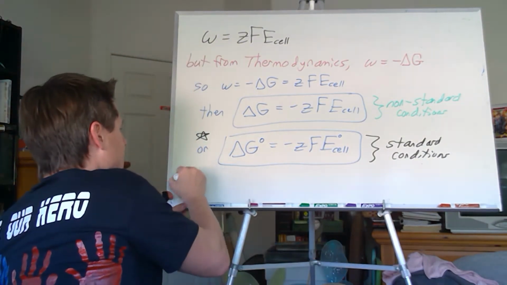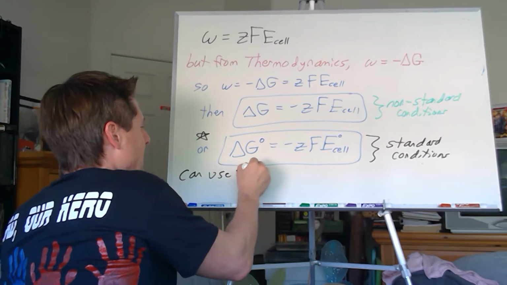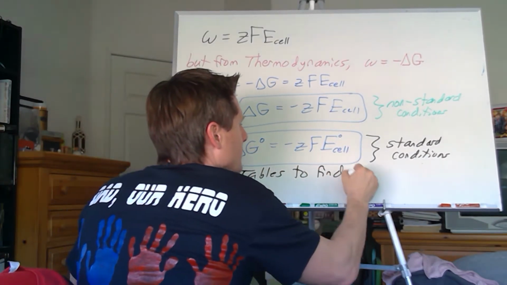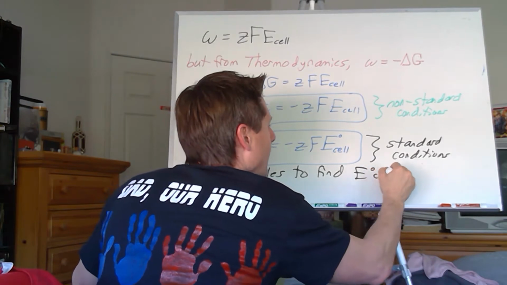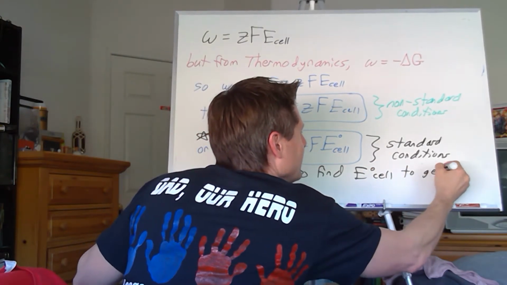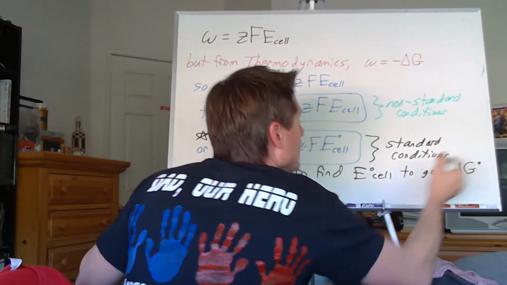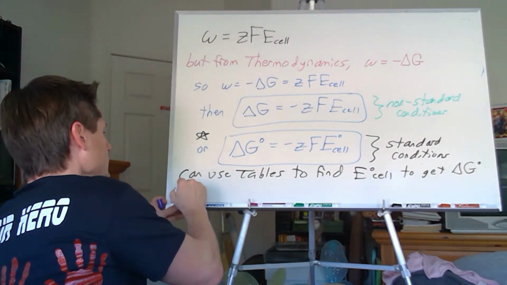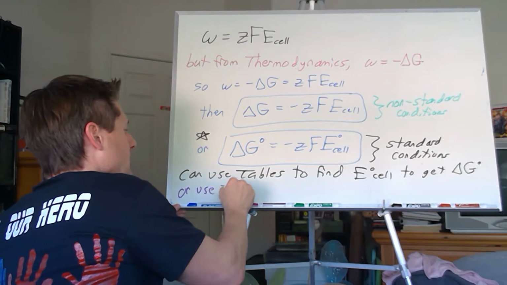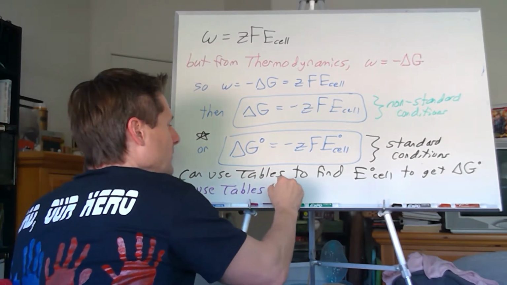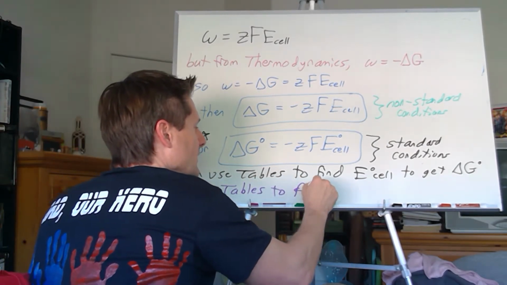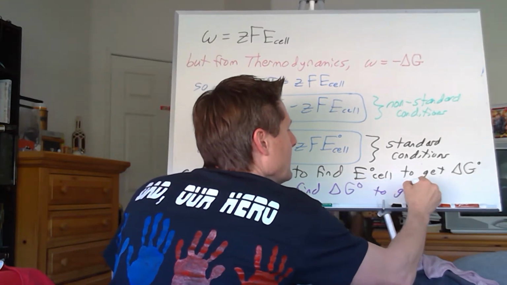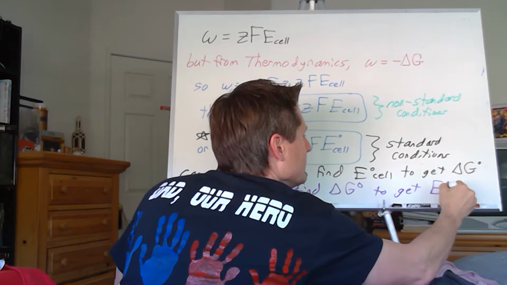So we can use tables to find E naught cell to get delta G, right? Or vice versa. We could use thermodynamic tables to find delta G, and then we could calculate E naught cell.